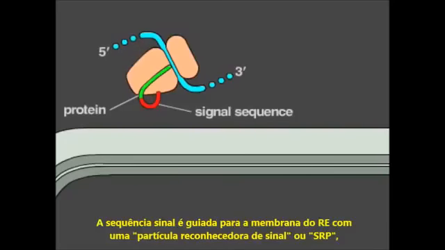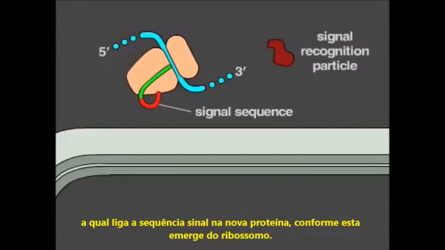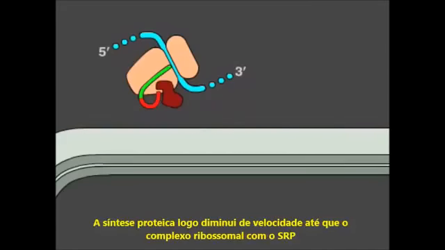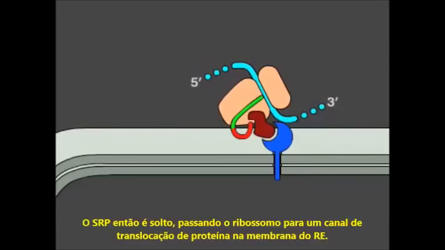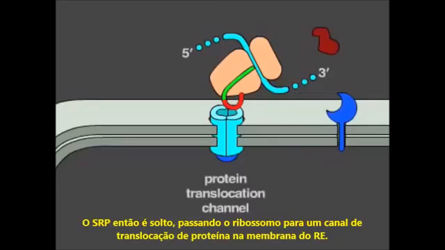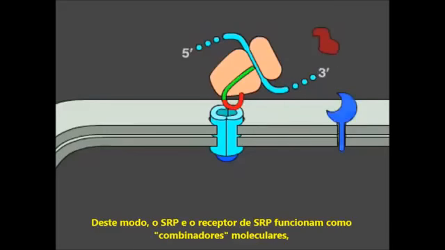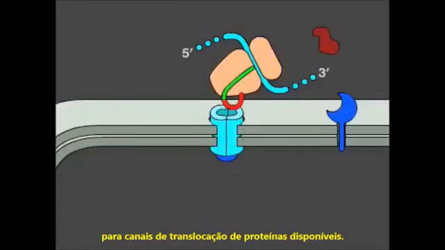The signal sequence is guided to the ER membrane with a signal recognition particle, or SRP, which binds the ER signal sequence in the new protein as it emerges from the ribosome. Protein synthesis then slows down until the SRP ribosome complex binds to an SRP receptor in the ER membrane. The SRP is then released, passing the ribosome to a protein translocation channel in the ER membrane. Thus, the SRP and SRP receptor function as molecular matchmakers, connecting ribosomes that are synthesizing proteins containing ER signal sequences to available ER translocation channels.